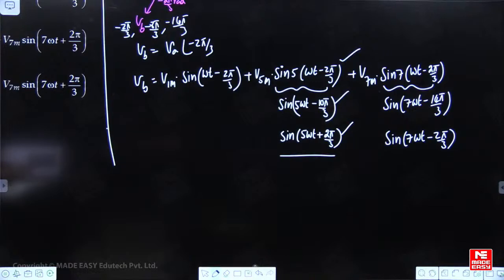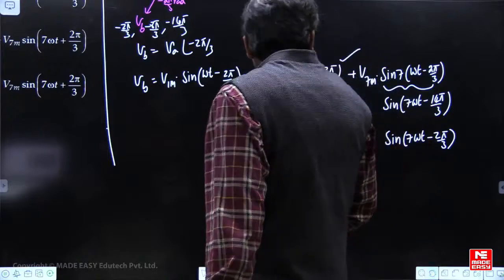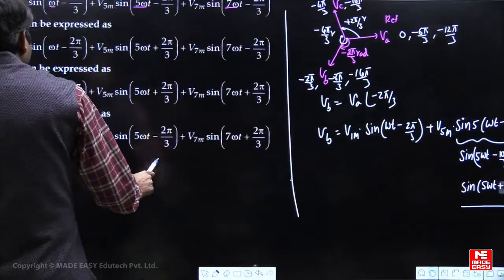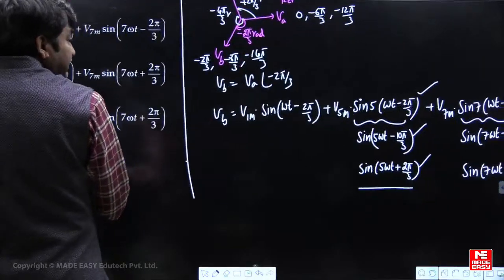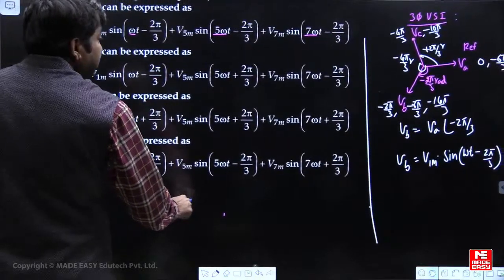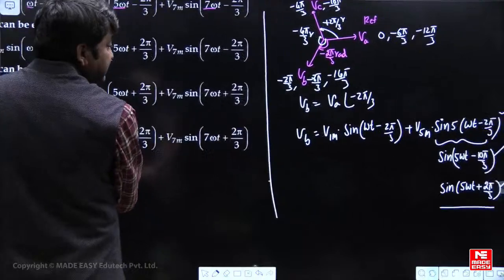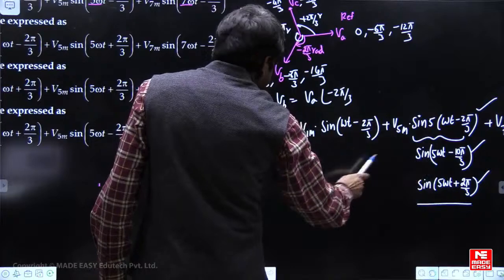So I hope you understood. So what is the answer here? Yes, now verify, students. This is plus 2 pi by 3, this is minus 2 pi by 3. First one is B phase plus 2 pi by 3, no? Yes. See, minus 10 pi by 3 is plus 2 pi by 3.